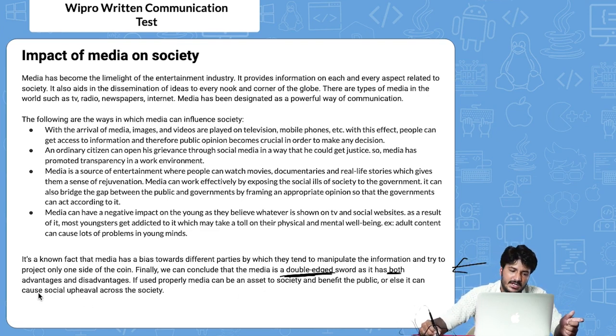And SWOT, it has both advantages and disadvantages. Do not do that. Take a definitive stand. So I would have reframed the same sentence, meaning the same thing, and then also fooled the AI. How I would have done that is: media can be a double-edged sword, it can have its own advantages and disadvantages, but it should be used properly.